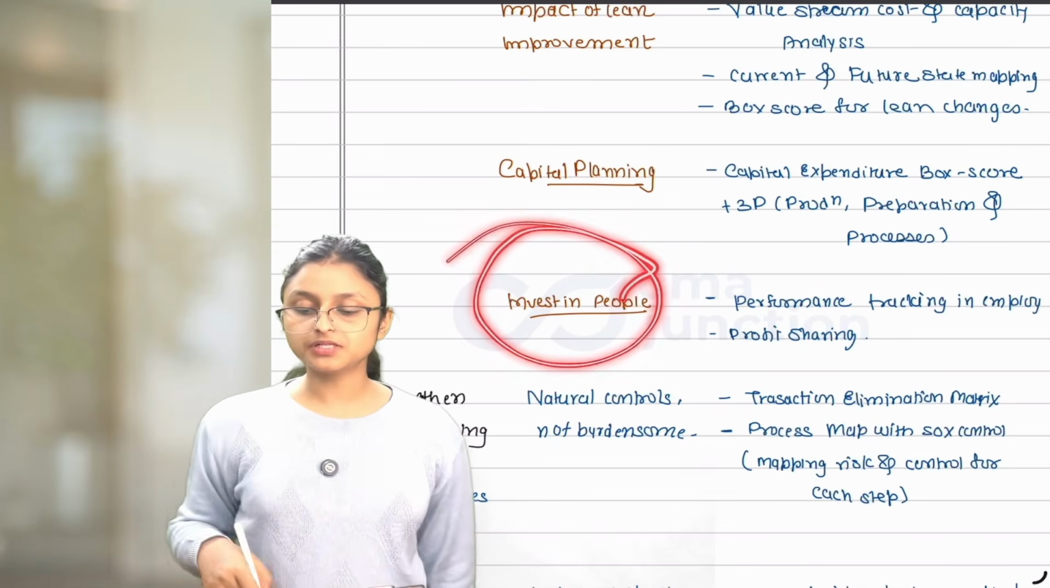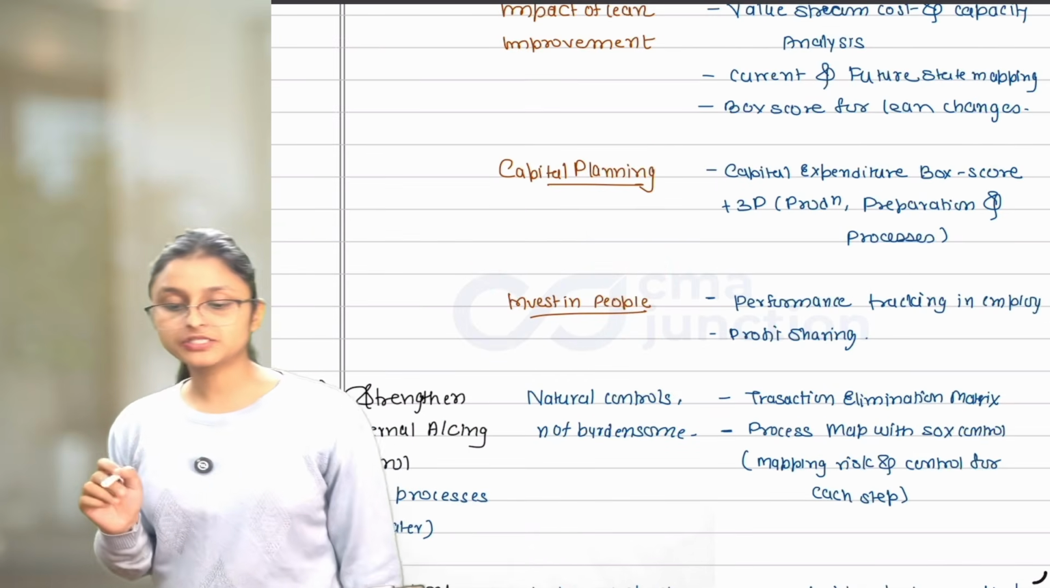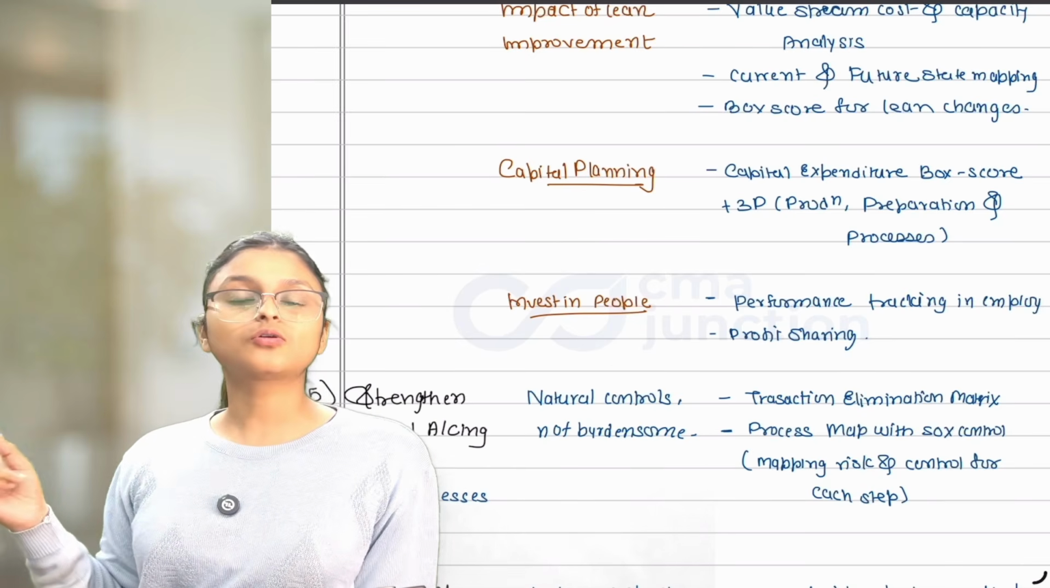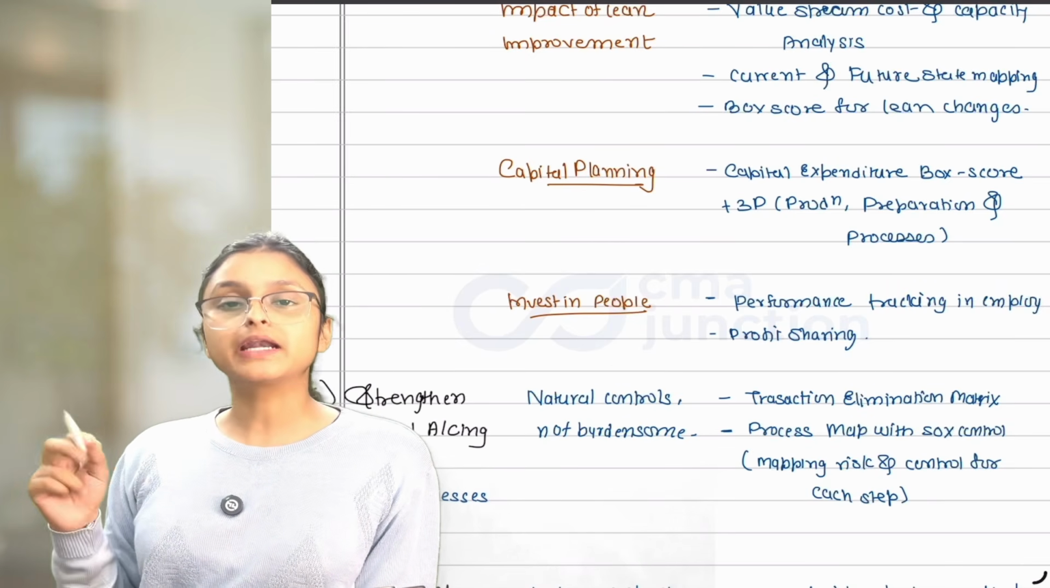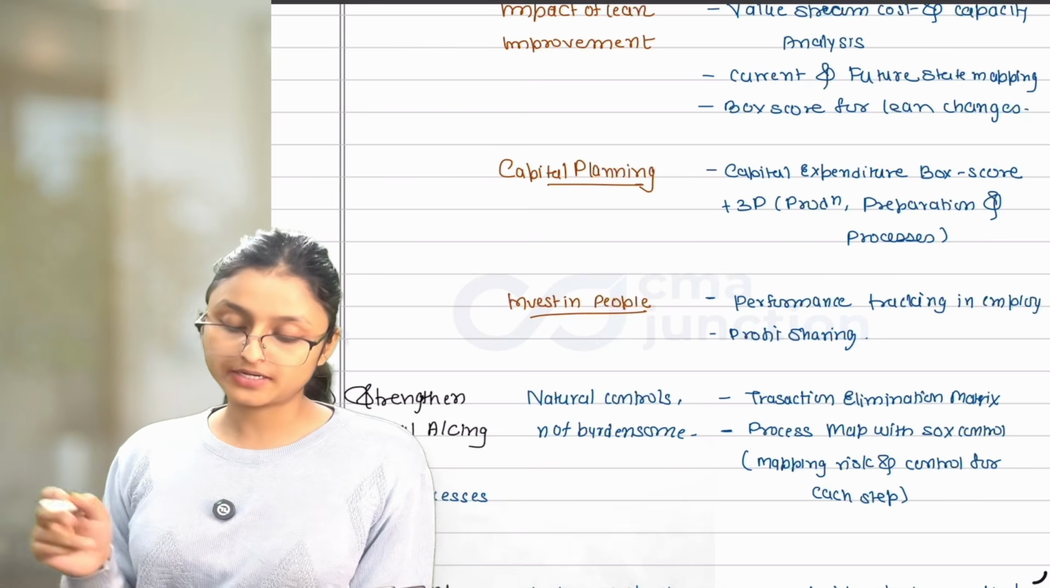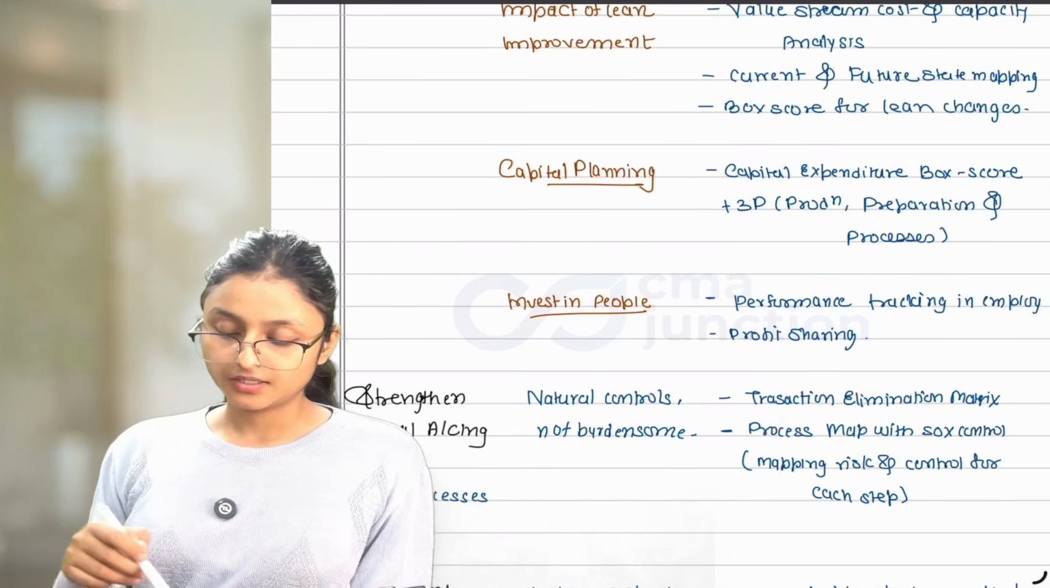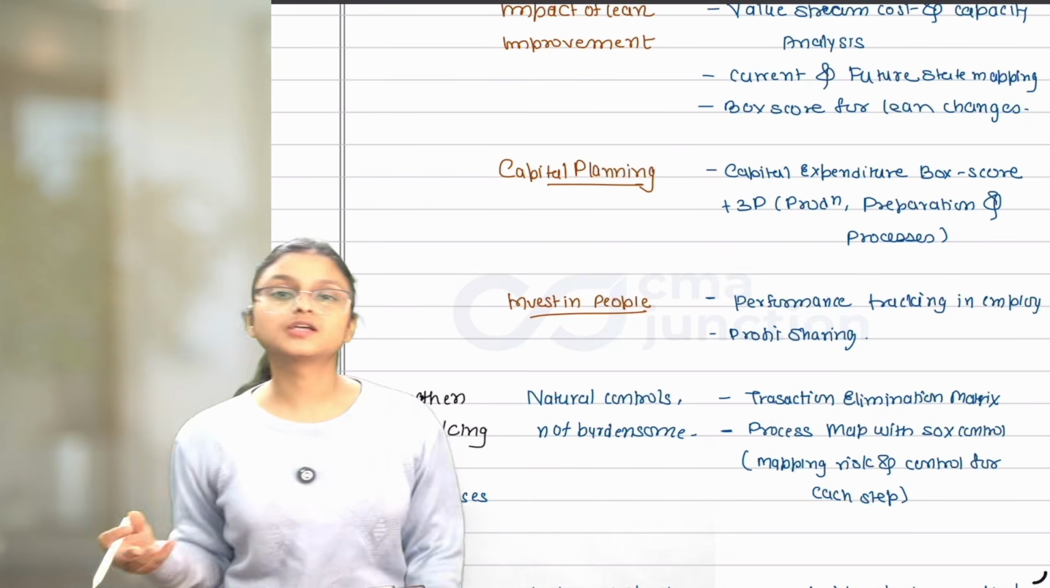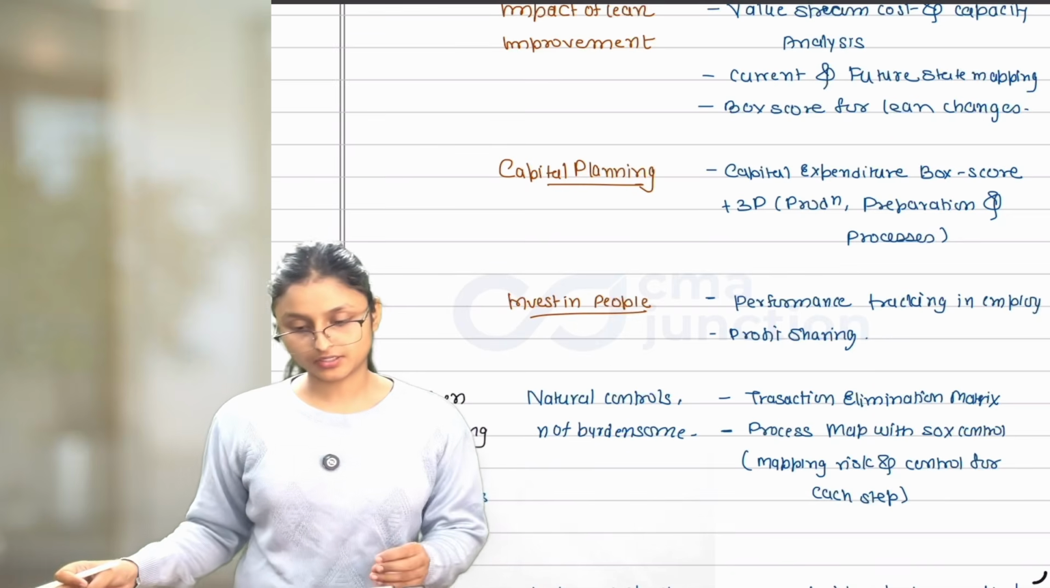Next is invest in people. Here we can use performance tracking in employees so that we can see what all benefits are there by training the employees, how much training we are providing to them, profit sharing. We can also share profits with them so that they support this lean management in the organization.